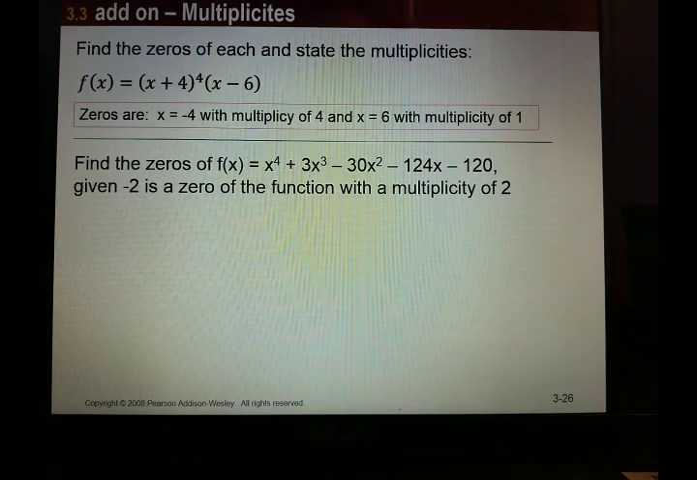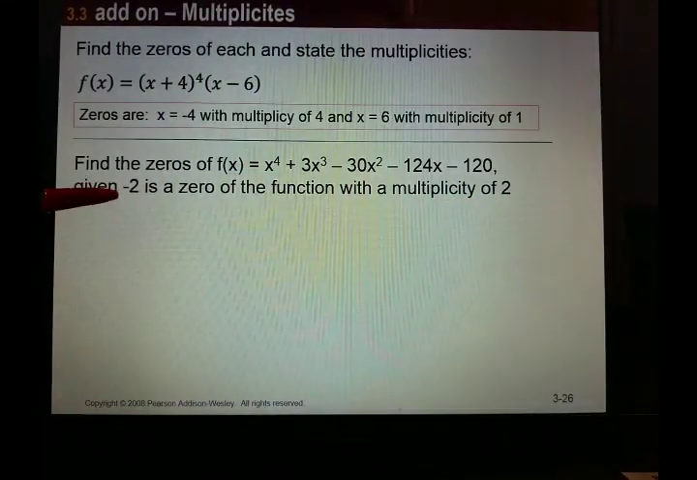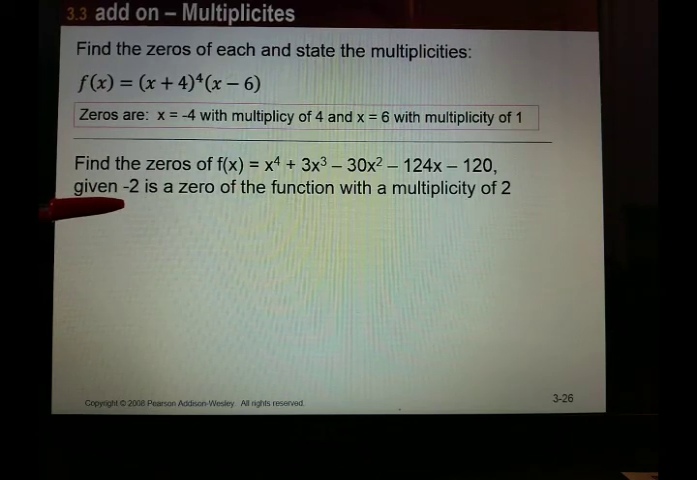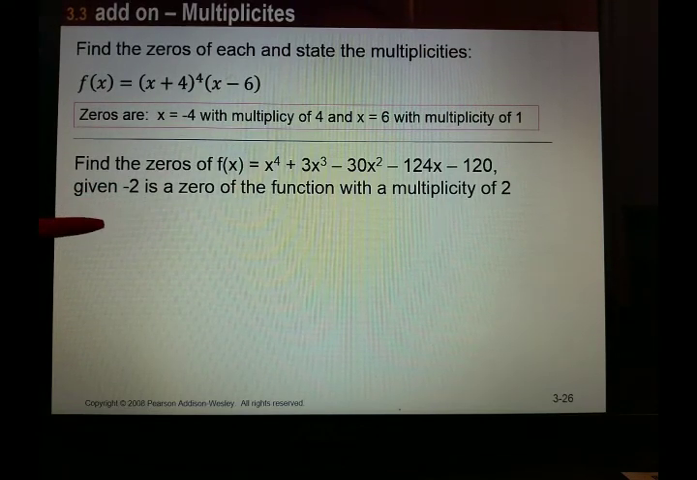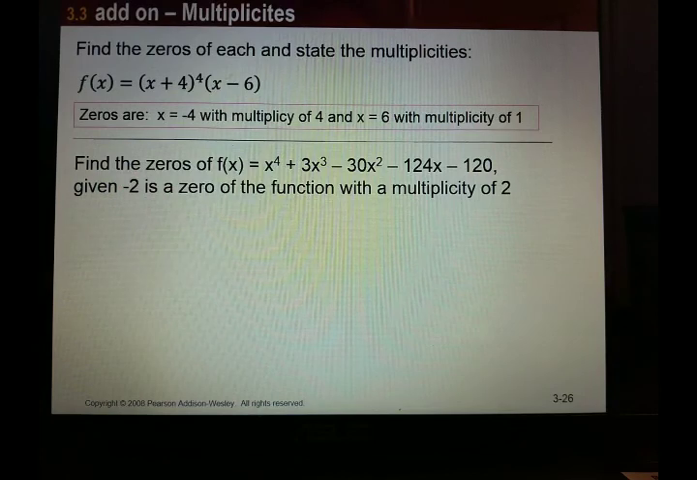All right, so find the zeros of this function given -2 is a 0 of it with the multiplicity of 2. See, that means x equals -2, but twice. That means the factor, if I have x equals -2, the factor would be x plus 2 times another x plus 2. That's where the multiplicity of 2 came in. That's why I do it twice.